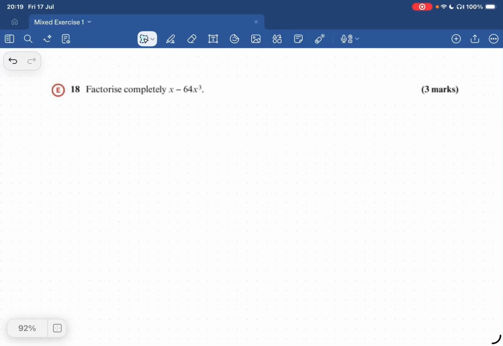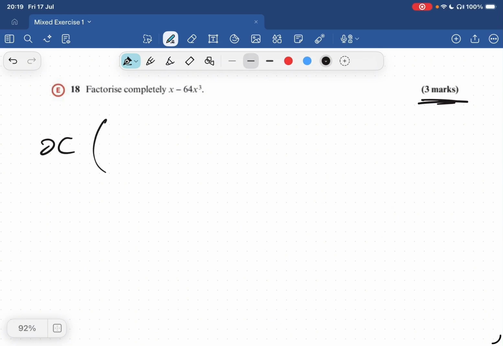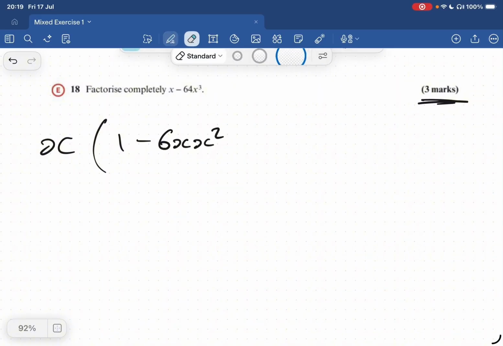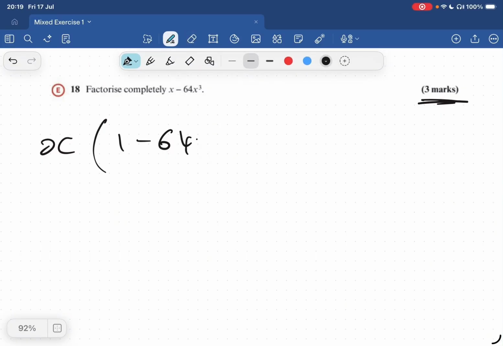Question 18, now it's telling us to factorize completely. When you're saying completely, when it's 3 marks, it isn't just going to be one step. So the factorization that comes to mind first is taking away this x, and we get 1 minus 64x squared. Are we going to get 3 marks for just doing this? No. We can then factorize this inside as well.